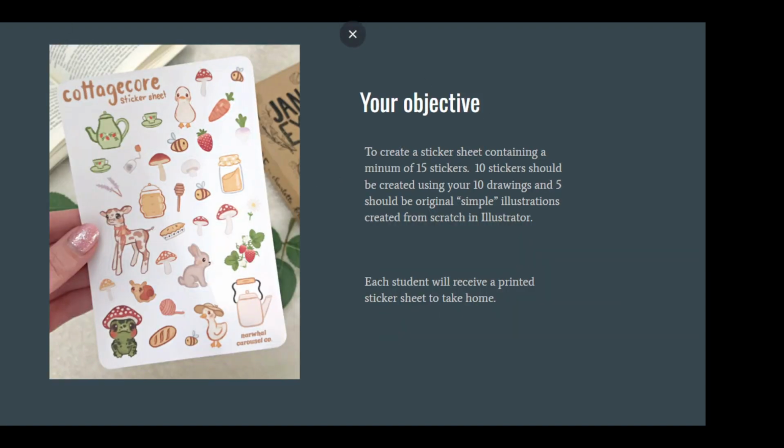So your objective for this, like I said, is you're going to create a sticker sheet. The sticker sheet must have 15 stickers on it, okay? 10 of which, minimum of 10, have to come from the 10 drawings that I'm going to give you instructions on here. The other 5 should be simple or original illustrations that you're going to do from scratch in Illustrator. And they should probably be a little bit more simple.